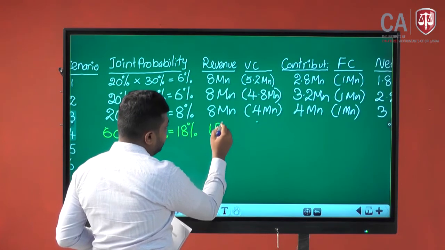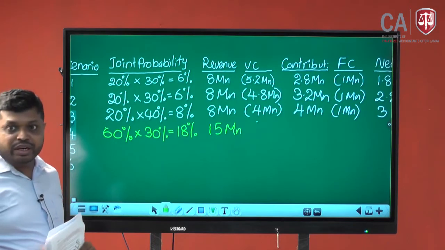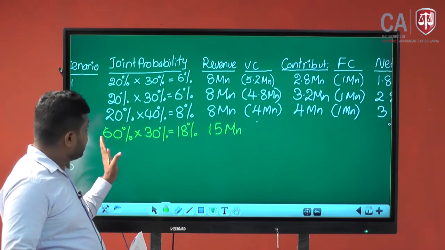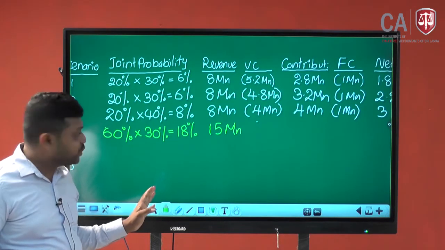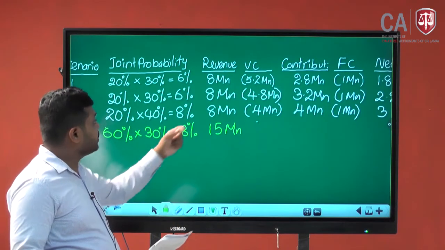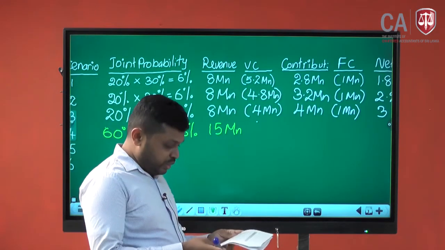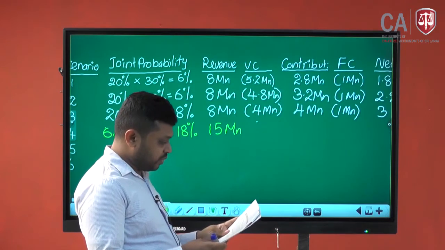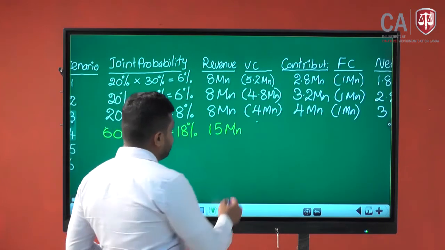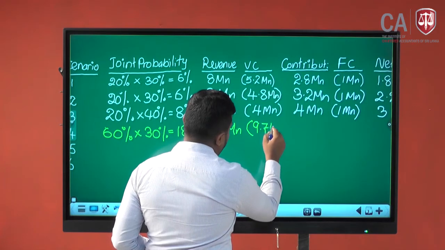The revenue is 15 million. There is a 30% chance your variable cost will be 65% of the revenue. Then 15 million into 65% will be 9.75 million.